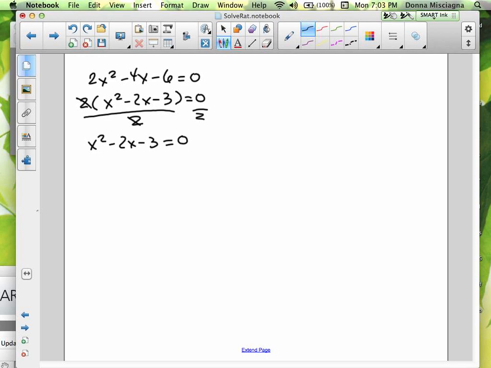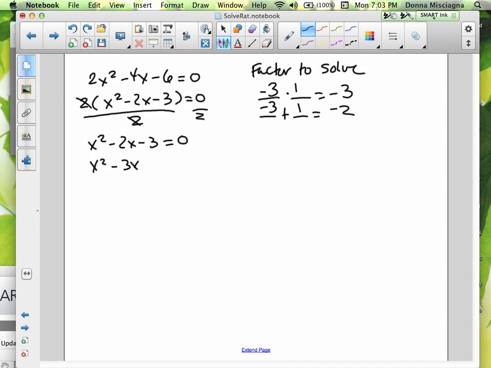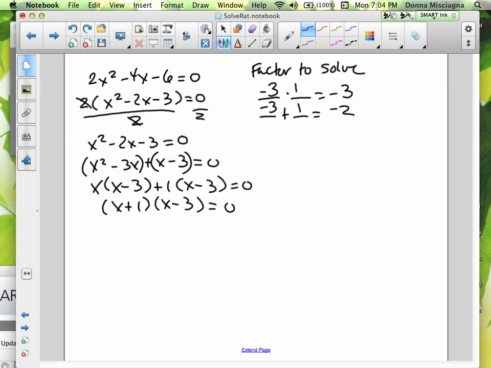All right, so now we're going to factor to solve. 1 times negative 3 is negative 3. We need two numbers that multiply to give us negative 3, but add to give us our b term of negative 2. That'd be negative 3 and 1. So we have x squared minus 3x plus x minus 3 equals 0. And the first two are a group, and the second two are a group. Pull out the x, we get an x minus 3. Pull out the 1, we get an x minus 3. And so factored, that's x plus 1 and x minus 3. Set them equal to 0, and x is equal to negative 1, and x is equal to 3.